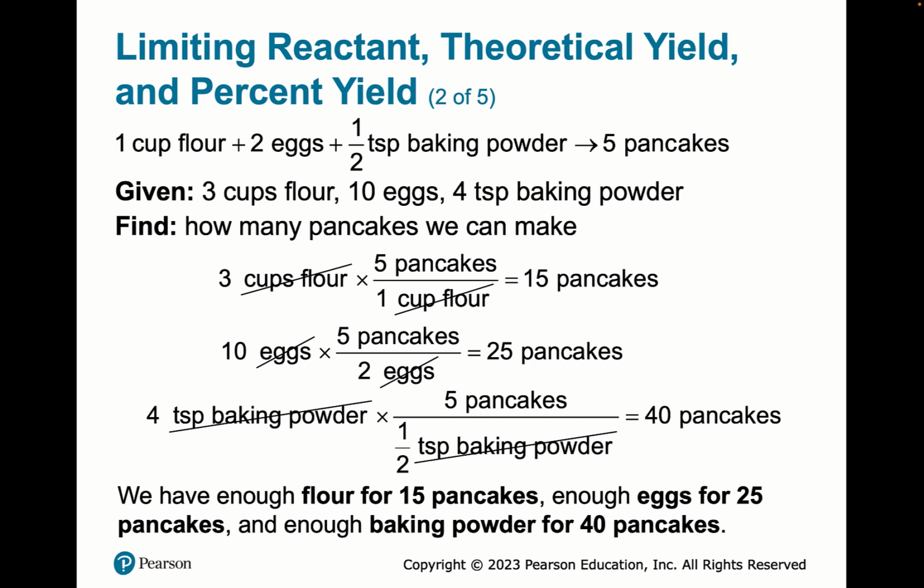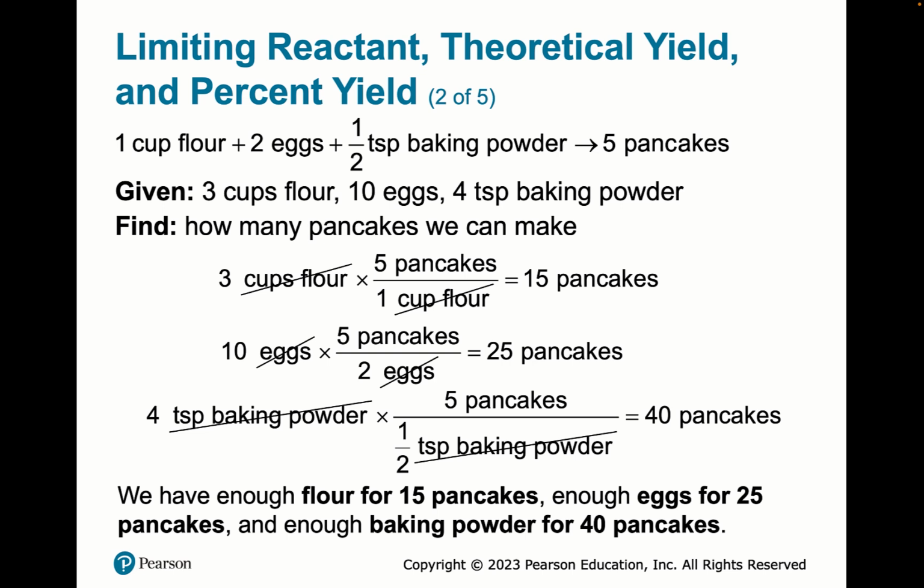Using the balanced chemical equation, 3 cups of flour limits us to a maximum of 15 pancakes. 10 eggs, using the ratio, can form 25 pancakes. And the 4 teaspoons of baking powder can make 40 pancakes. So which one do we pick? We pick 15. We pick the lowest one. That means that the eggs and the baking powder are in excess. So we are limited by one reagent, and the rest we have in excess.